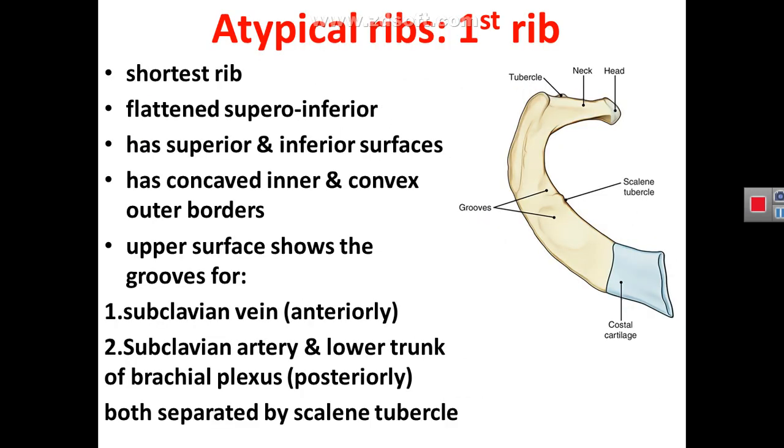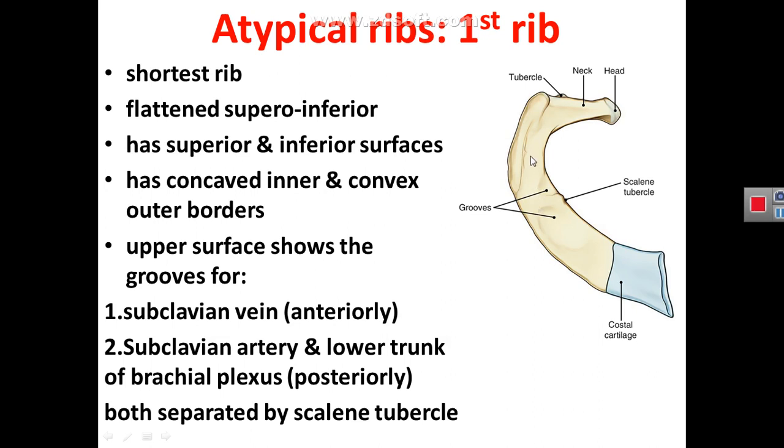So, what are the features of the atypical rib that are different from those we just described? And we said that the atypical ribs include ribs 1, 2, 10, 11, and 12. The first rib is atypical. You can see that this is the figure for the first rib. What makes this first rib atypical?